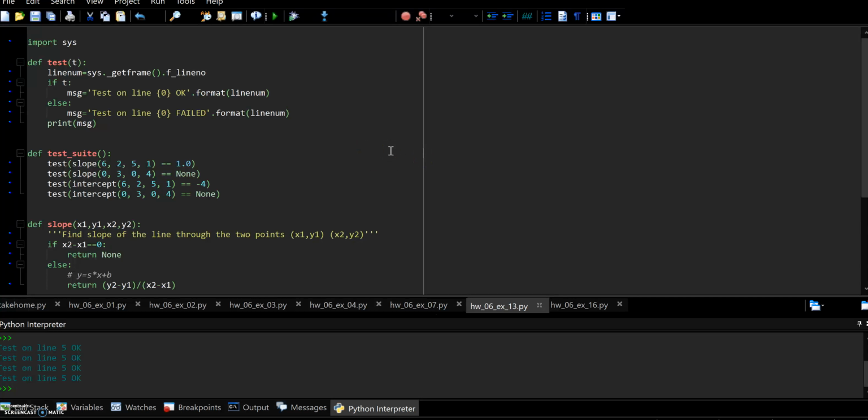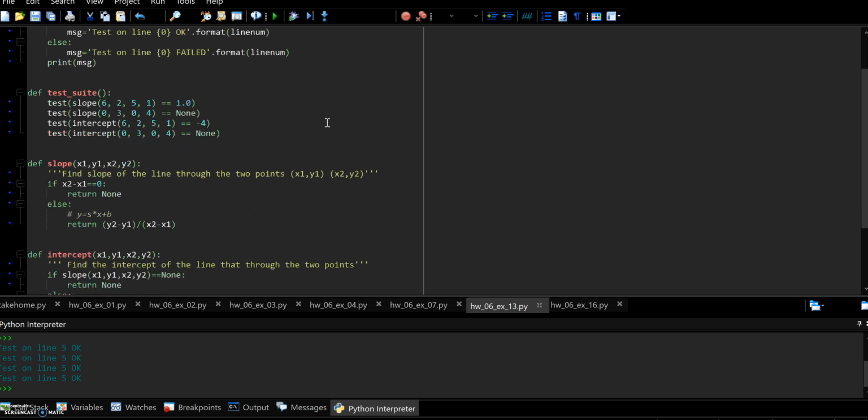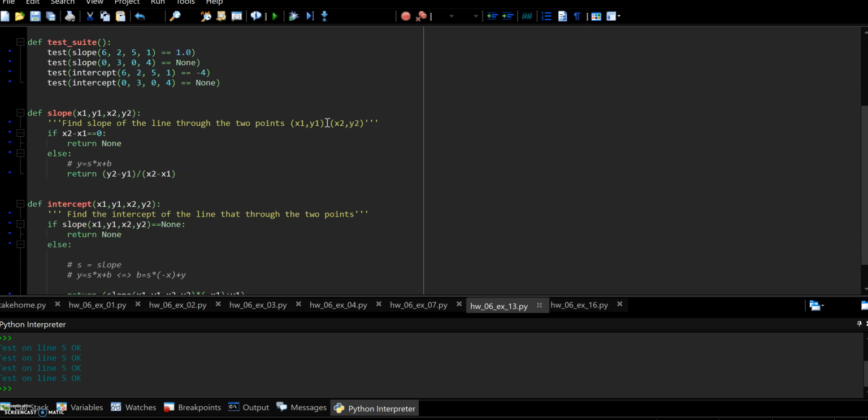Today I'm going to talk about exercise 13. The exercise contains two main functions. The first one is for finding the slope of a line, and the second one is for finding the y-intercept of that line.